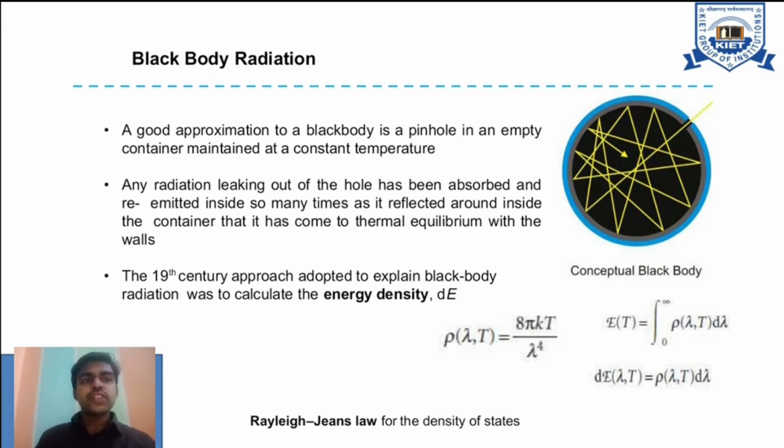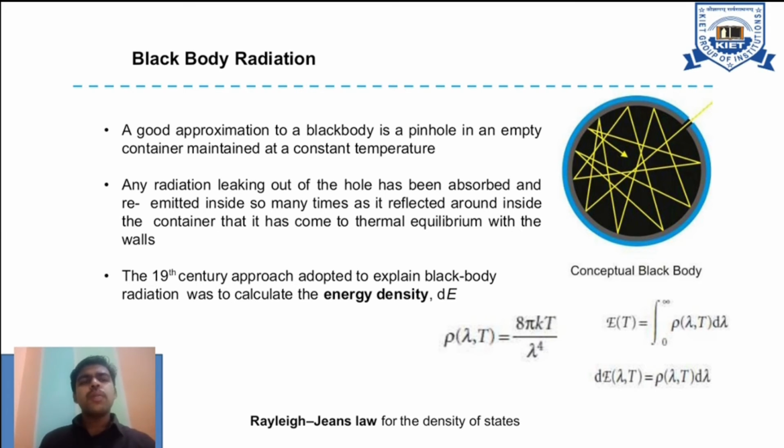The conceptual black body, which I mentioned along with the equation, is about energy density. Look at the last line, the 19th century approach, only energy density. Before that they are mentioning only the observation: absorption, emission, everything. Then only they identify the energy density. From that energy density, this equation is derived. Look at that, 8 pi kT over lambda to the power 4, the Rayleigh-Jeans law for the density of states.